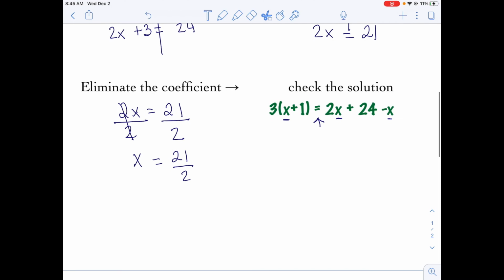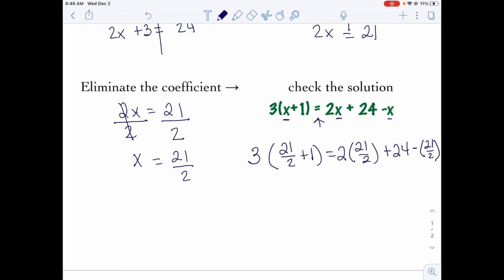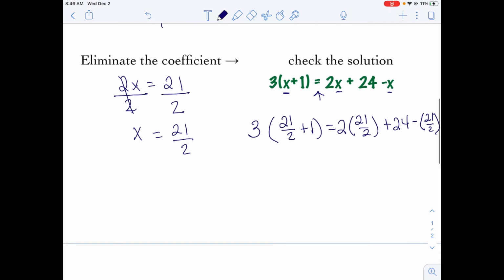So we have 21 halves as x. So everywhere I see x in my problem, I'm going to plug it in. So we have 3 times 21 halves plus 1 equals 2 times 21 halves plus 24 minus 21 halves. Now, you can use a calculator for this just as easily and plug it in to prove that it actually works. So when you plug it in your calculator, you want to use exactly the way it's written, but we're going to do it kind of quickly together.